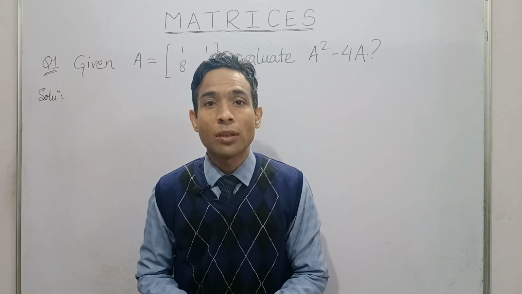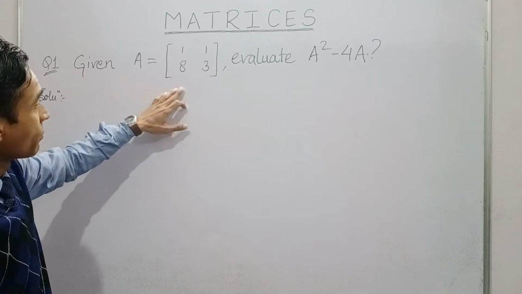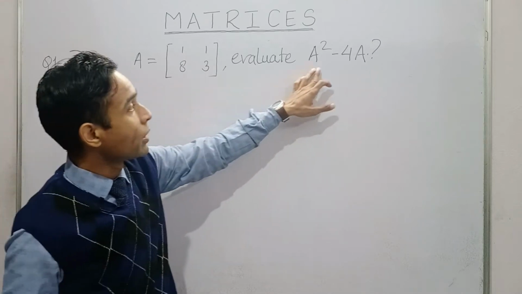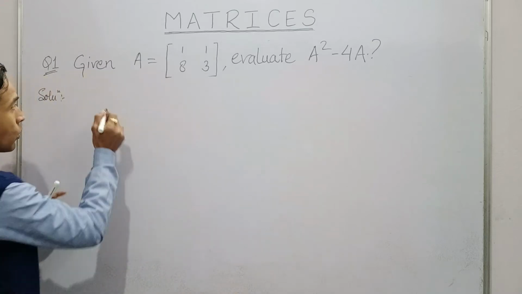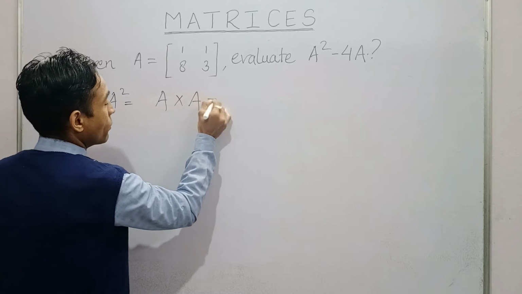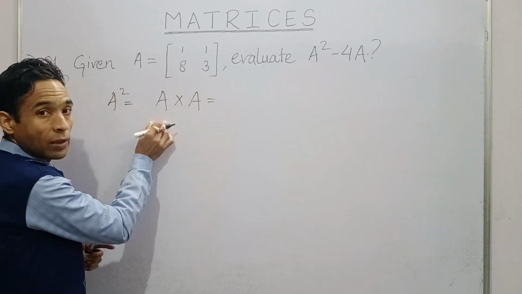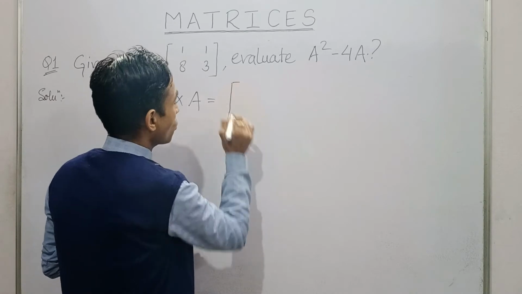Now let's see what is given in our first question. In our first question we have a matrix A given here and we have to evaluate the value of A square minus 4A. Now let's first of all find out A square. A square means A into A, so we will multiply the matrix A with A using the multiplicative rule.